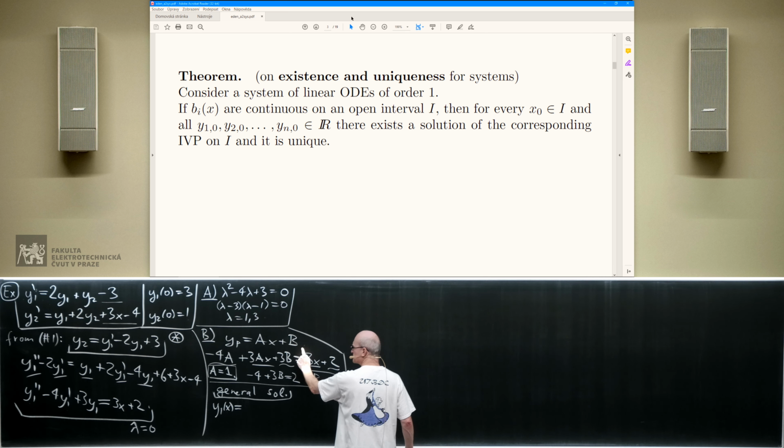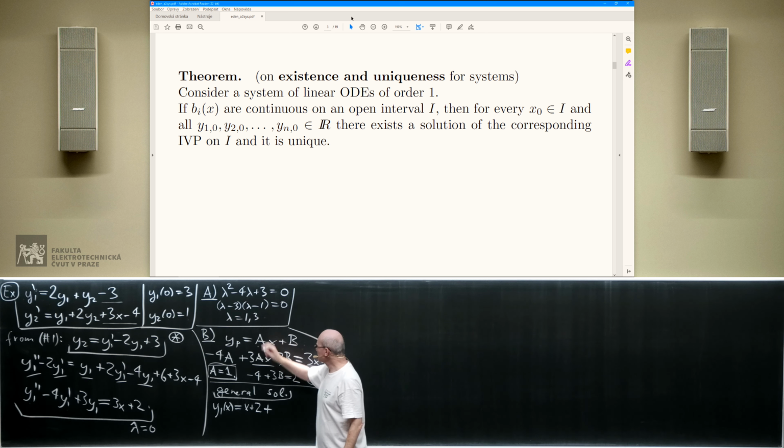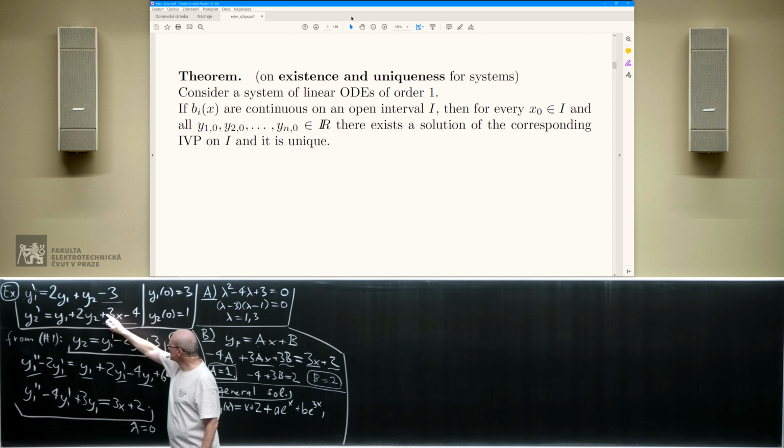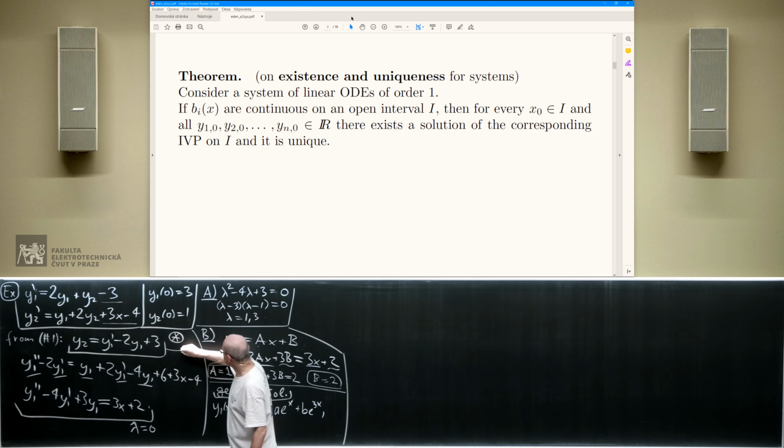The homogeneous solution, I didn't write it, but I see it here essentially. It's a combination of exponentials with 1 and 3, so it's a e^x plus b e^(3x). Okay, that's my y1. That's a general solution of this equation, and therefore it also works for my system. But I also need y2, and for that I need this transformation formula.